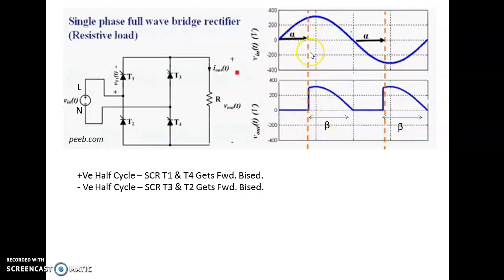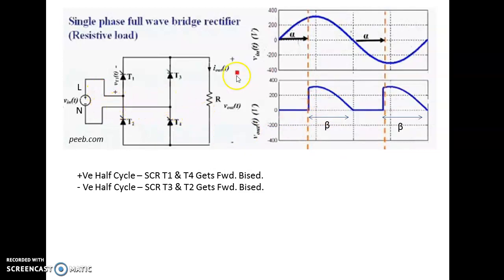Once the SCRs get triggered at firing angle alpha, current starts to flow through the circuit. Current follows the path from L to T1 to load to T4 and ends at neutral, that is N. Due to the resistive load, the load current waveform is similar to the load voltage; that is, voltage and current waveforms are positive and in phase due to the resistive load.